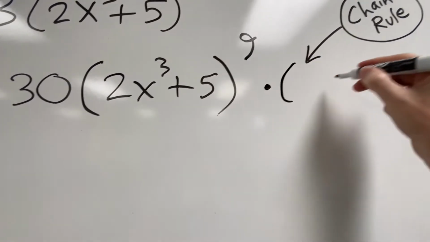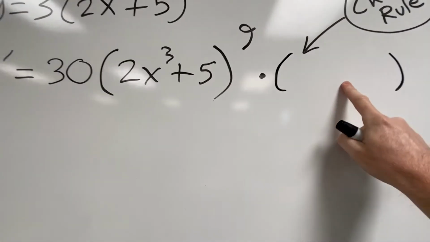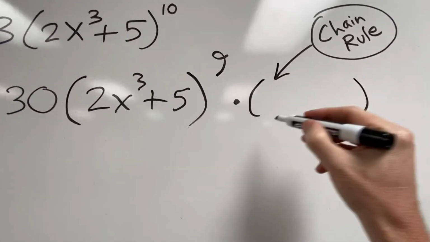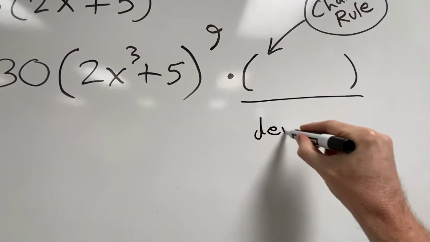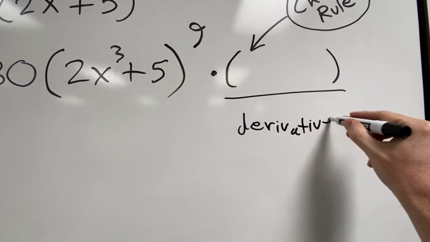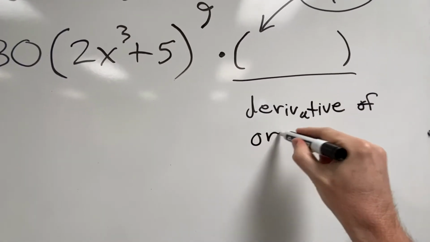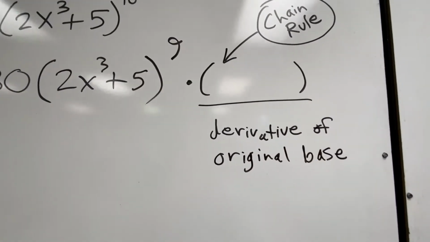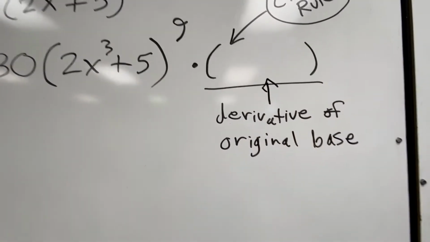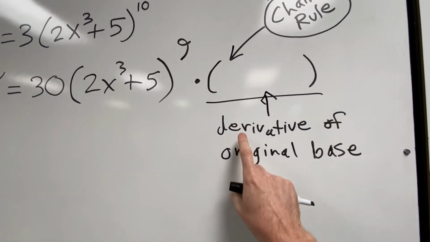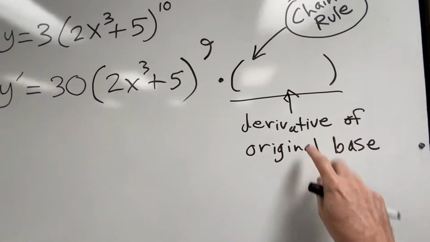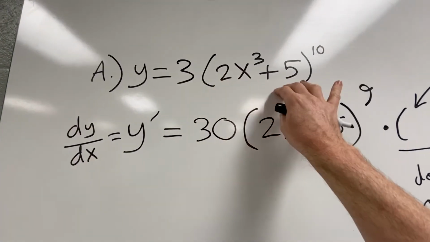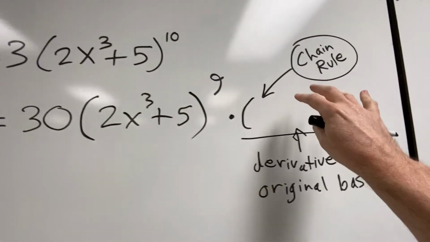times, there's something we didn't talk about last time. Times what, Mr. Wade? You must multiply by what's called the chain, or the derivative of the original base. Okay, write that down in your notes. That's what's going to go here. That's what we call the chain, okay? You must take the derivative of the original base and put it here. So look back at your original base. It was 2x cubed plus 5. We have to take that derivative and attach it here.